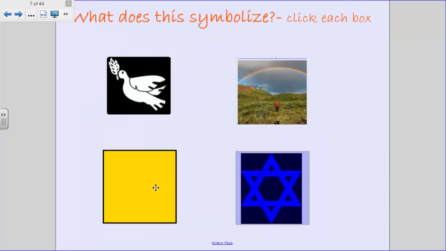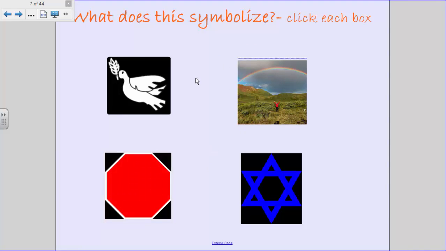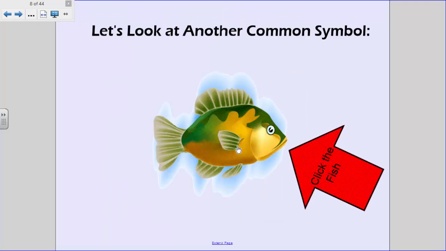Alright, so here we have 4 boxes, and these 4 boxes all together would symbolize the story of Noah from the Old Testament, because here you have a dove, a rainbow, what I'm pretty sure is a God's eye, and the Star of David, and all 4 of these together come together to the story of Noah. Alright, so if I were to click on this fish, it would open up to a about 7-minute long downloadable movie that I would play for my class, but in the interest of time for this video, I don't think I'm going to do it here.